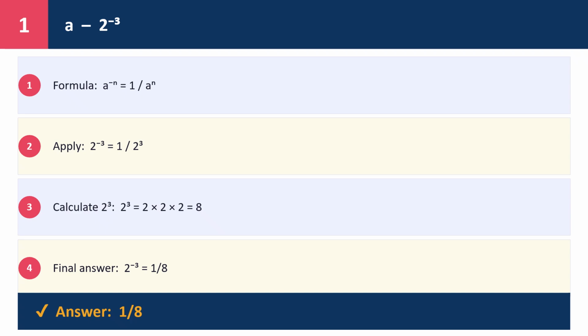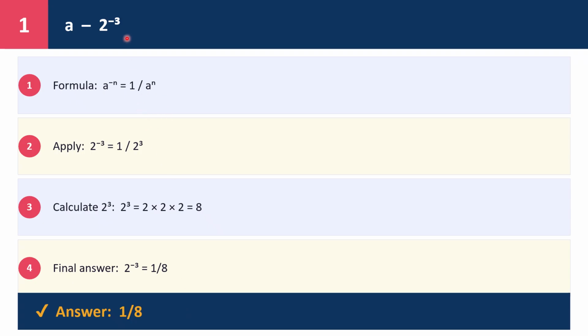Let's learn exercise 1.1, first sum, that is 2 power minus 3. Okay, so which formula are we going to use? The a power minus n formula. So we are going to change the negative indices to positive indices. How can we change to positive indices? We have to write the reciprocal of that number, right? a power minus n is what? 1 by a power n.